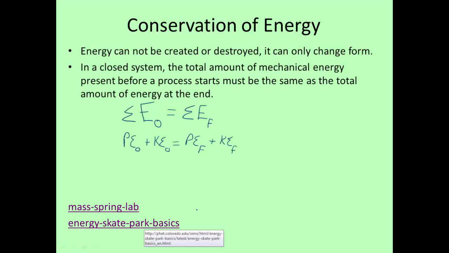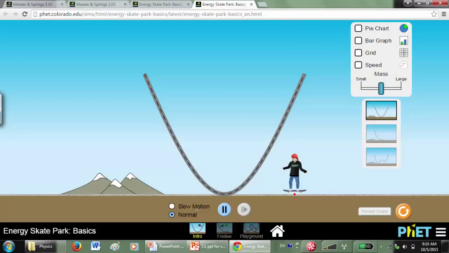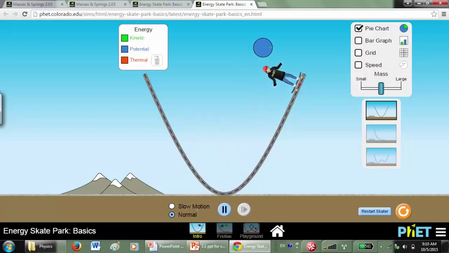Now let's look at another example where we are looking at changes in energy as well. In this example, we have a skateboard park, and we have a skateboarder. We're going to start the skateboarder way up here at the top. And so she's going all the way back to the top and coming back down again. Now let's take a look at this in terms of a pie chart.